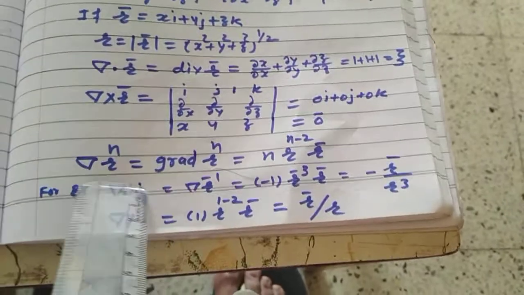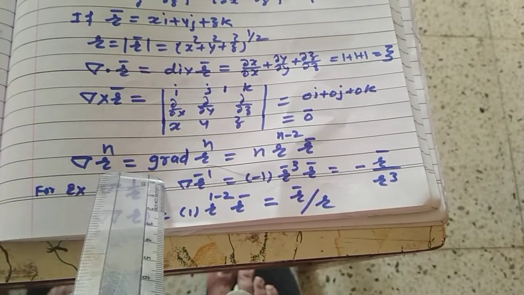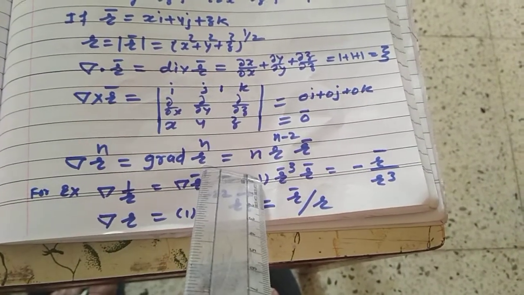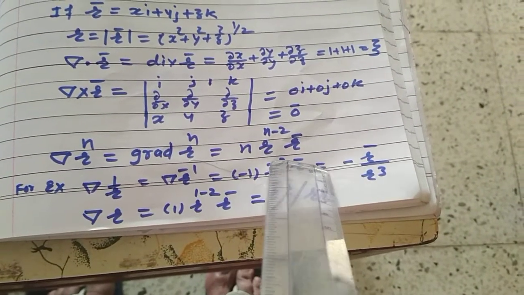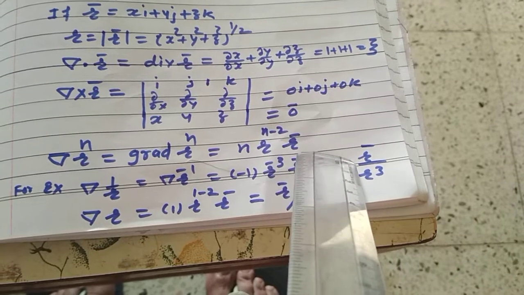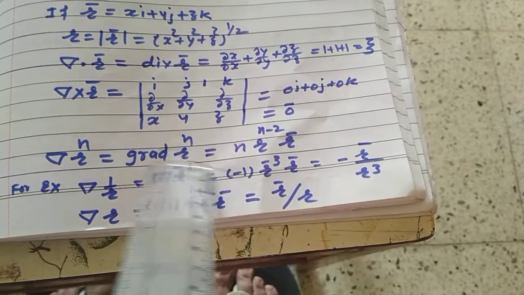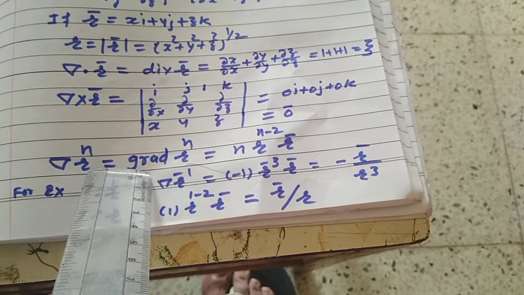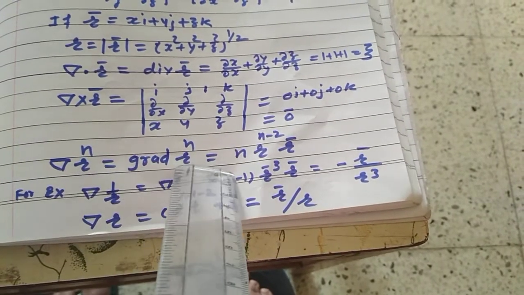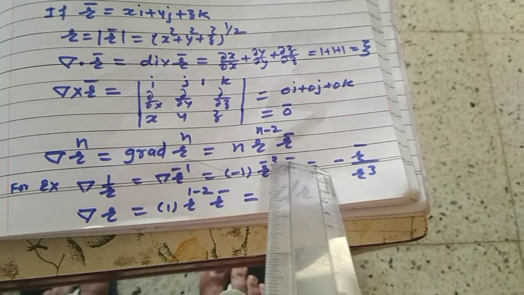Remember this. Then del r raised to power n, meaning grad r raised to power n, has a direct formula; the proof is there. It is n r raised to power n minus 2 times vector r. This r is a scalar quantity, r raised to power n is a scalar quantity. This is phi. Use the definition of del phi by del x i plus del phi by del y j plus del phi by del z k, and you will get this answer.